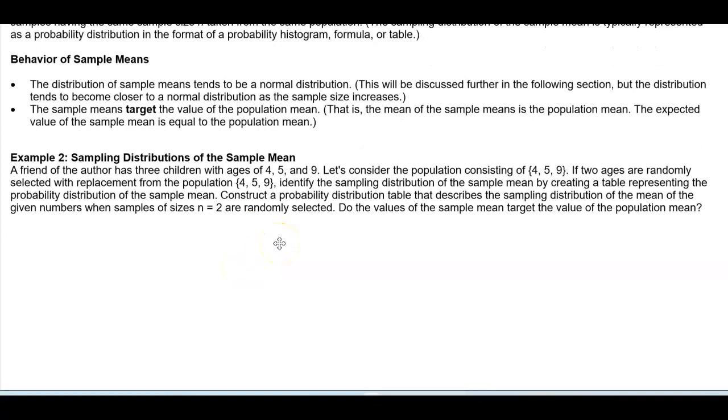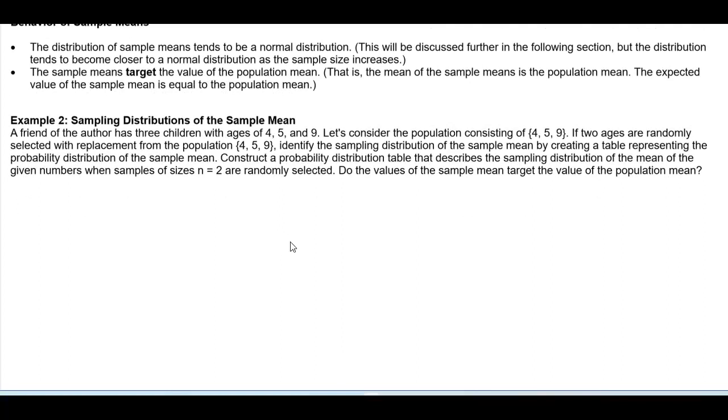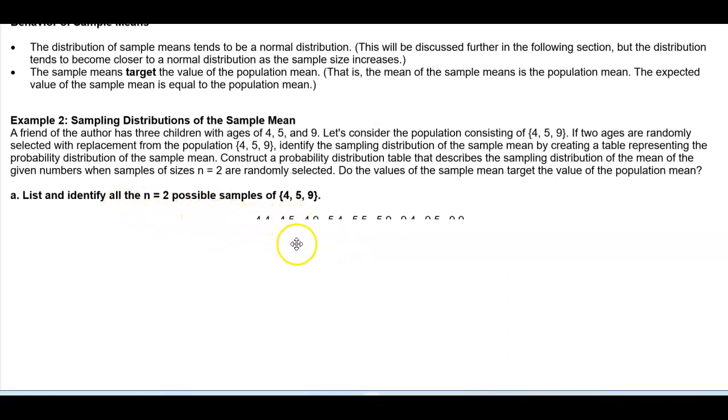Construct a probability distribution table that describes the sampling distribution of the mean of the given numbers when samples of size n equals 2 are randomly selected. Do the values of the sample mean target the value of the population mean? In part A, it says list and identify all the n equals 2 possible samples of 4, 5, and 9. Well, we have 4,4; 4,5; 4,9; 5,4; 5,5; 5,9; 9,4; 9,5; and 9,9. So we have a total of 9 samples of n equals 2.